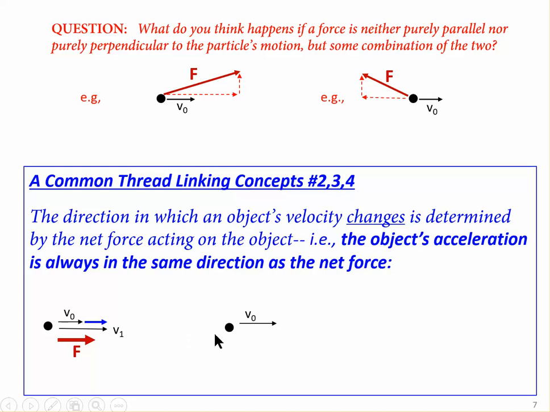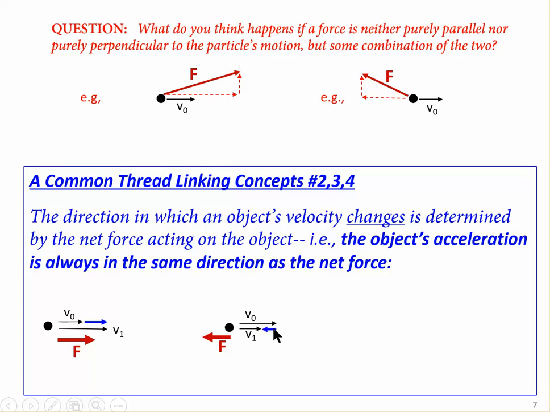Let's look at another example. Here's a particle traveling with some initial speed v naught to the right. Let's imagine I apply a force opposite to the way it's currently moving. Now we've already seen that that's going to cause the object to slow down. So a moment later in time, it's still moving to the right, but at a slower speed. So there's its new speed. I labeled it v1. So the velocity vector changed again. It went from here to here.